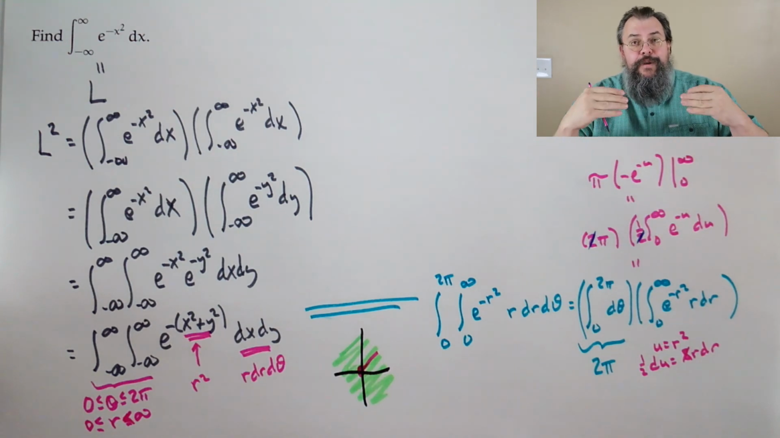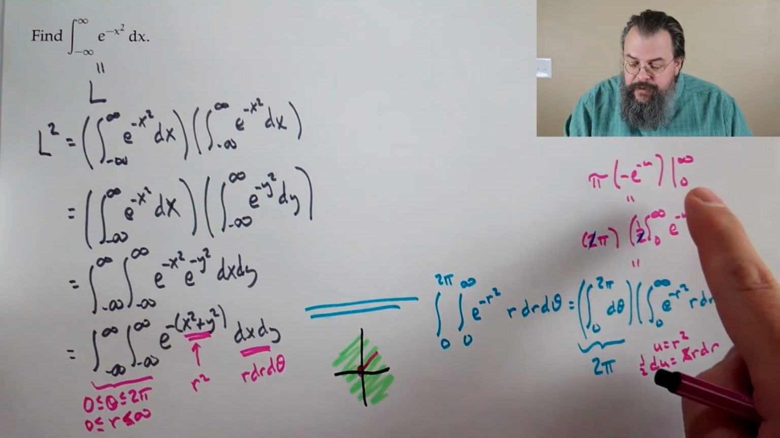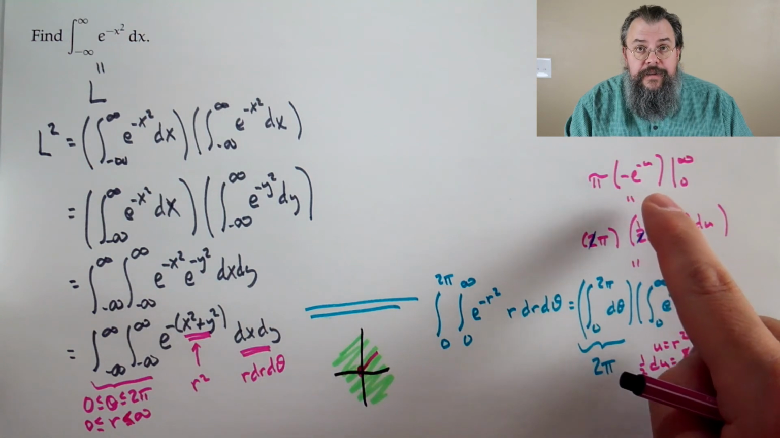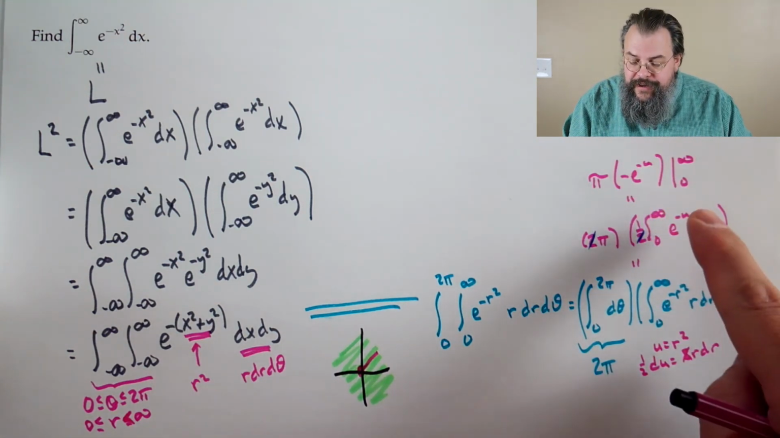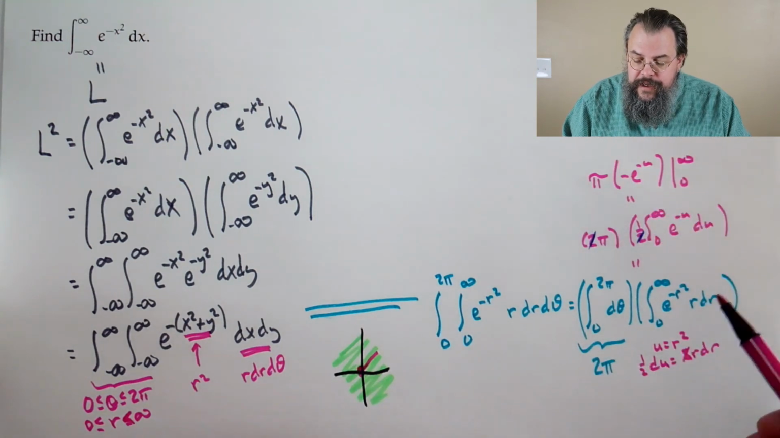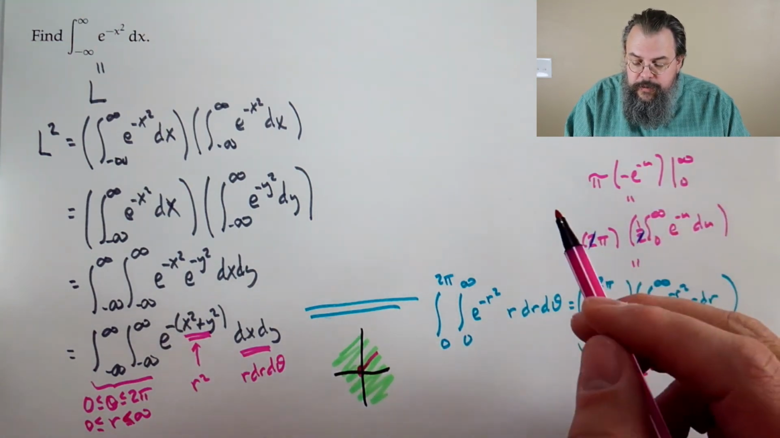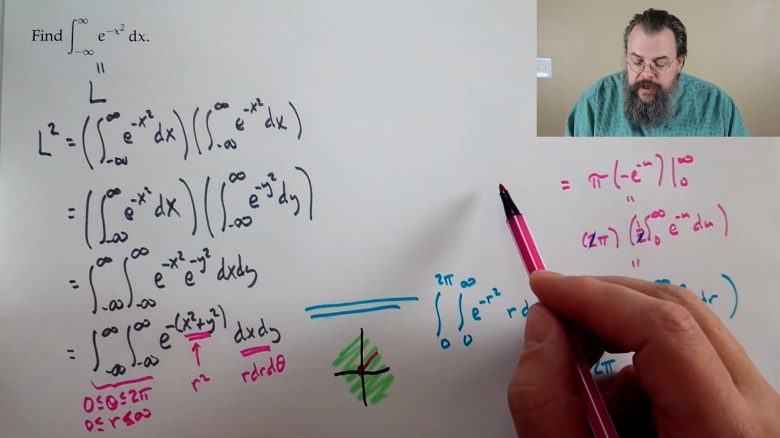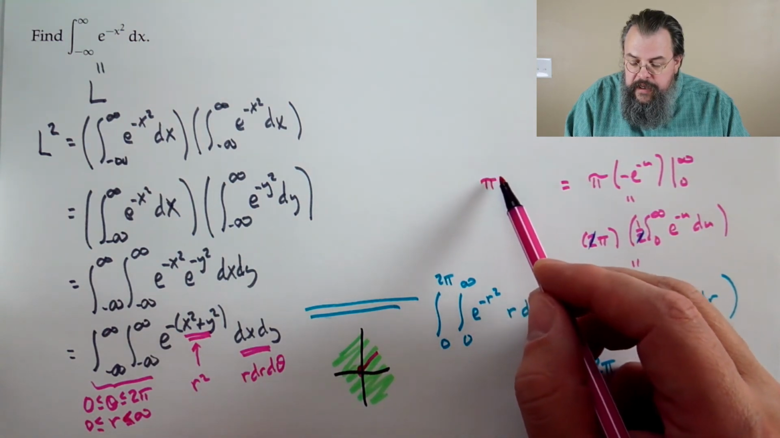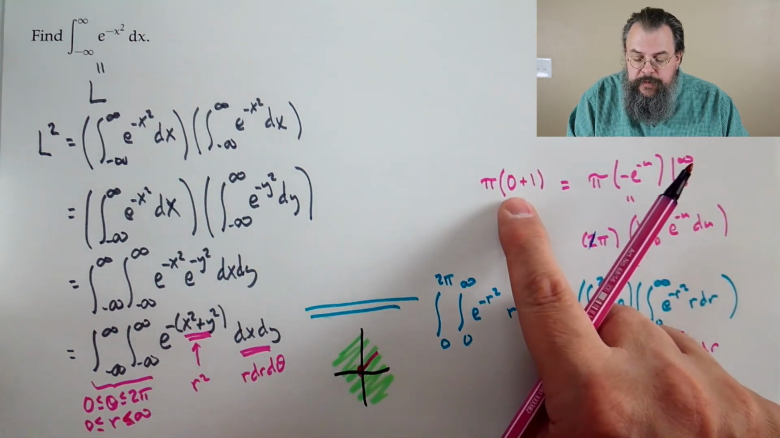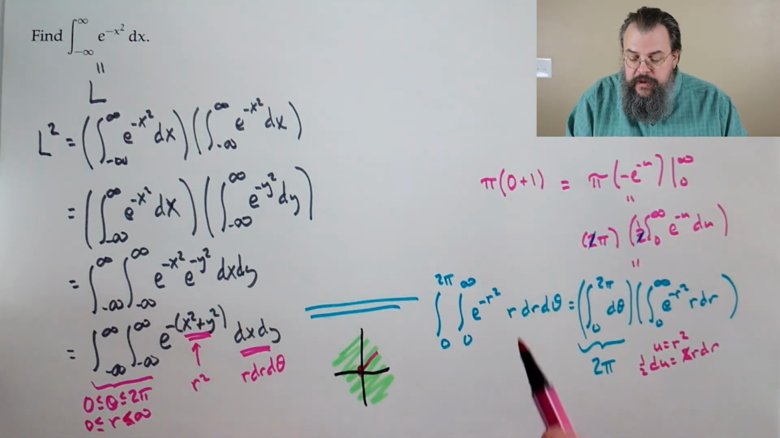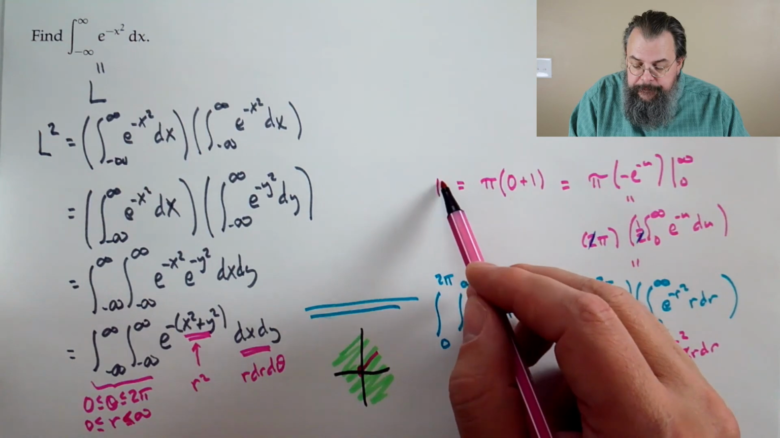And now we say, okay, plug in infinity. Well, that really means as we go to infinity, what happens? It gets small. It goes to 0. Plug in 0, you get e to the minus 0, which is 1. So we end up with pi times 0 plus 1. The 0 from the infinity, 1 from when we plug in 0, or pi.